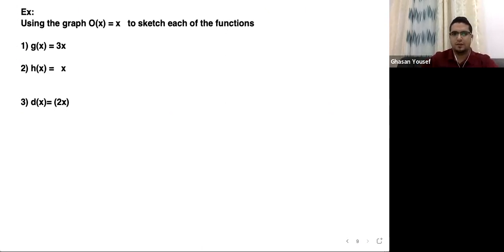Okay, let me fix it. Here we have O of x equal x squared, 3x squared. Here h of x equal 1 over 3 times x squared. And here we have 2 times x squared. Okay, who will do the first one, second one, third one? Who will do the first one? Give me the idea how we can graph this one. Tell me what is the original, how we can do for the original is shrinking, stretching.